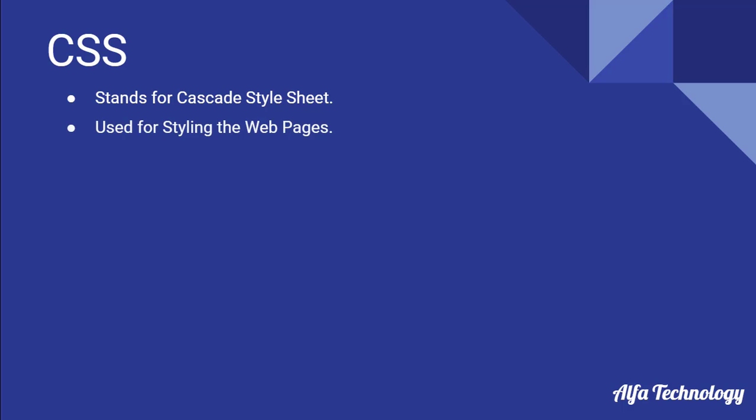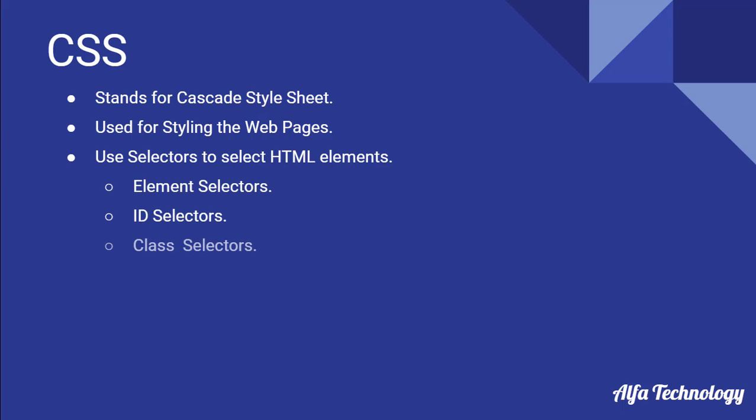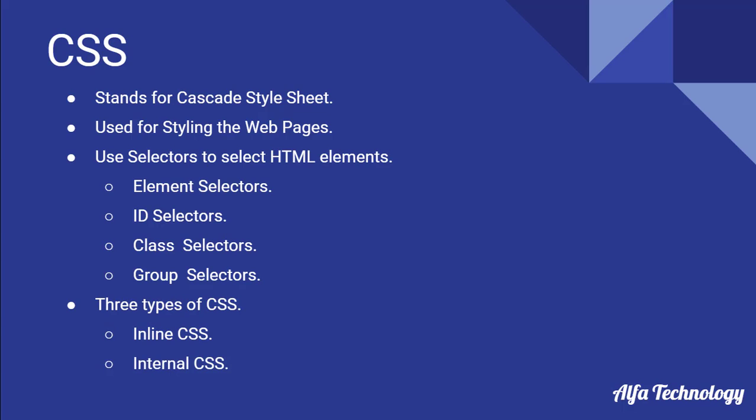Now let's see some of the benefits and facilities of CSS. CSS, as you know, stands for Cascade Style Sheet or Cascading Style Sheet. CSS is used to style the web pages. CSS uses selectors to select HTML elements, and we will see what the selectors are in the upcoming video. CSS uses selectors like element selector, ID selector, class selector and group selector. There are three types of CSS: inline CSS, internal CSS and external CSS.